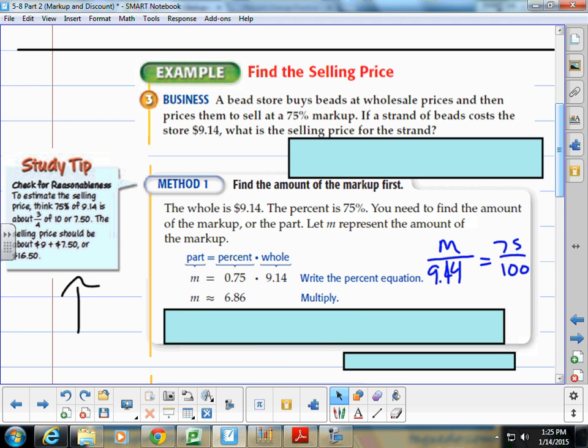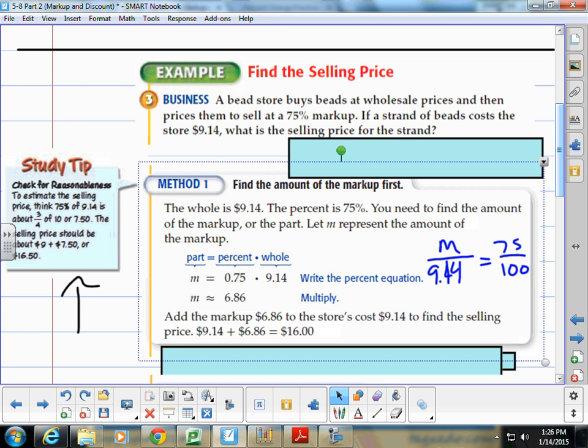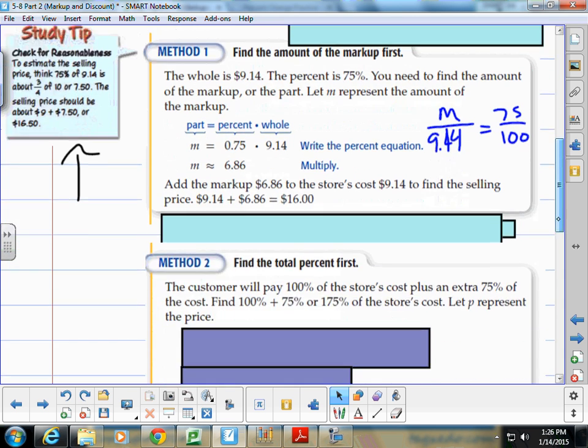So then we multiply 75% times $9.14, 75% of that. We find the markup is $6.86, and we add the markup to the store's cost because that'll tell us what we pay. So what we pay is $16. Markup and selling price are two different numbers, and you have to distinguish between the two. So that's finding the markup first.